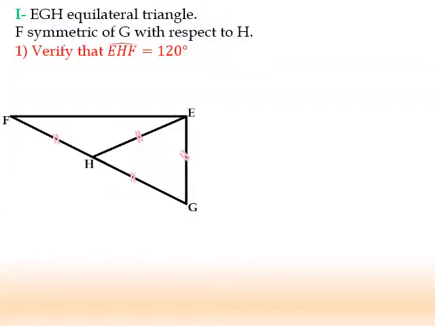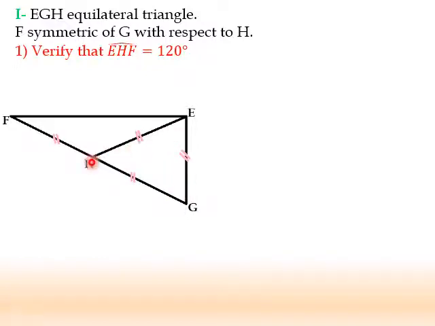Number 1. EGH is an equilateral triangle. What do you mean by equilateral triangle? It's a triangle that has three equal sides and three equal angles, each one of them equals 60 degrees. EGH is an equilateral triangle, so EH equals HG equals GE, and all its angles are equal.